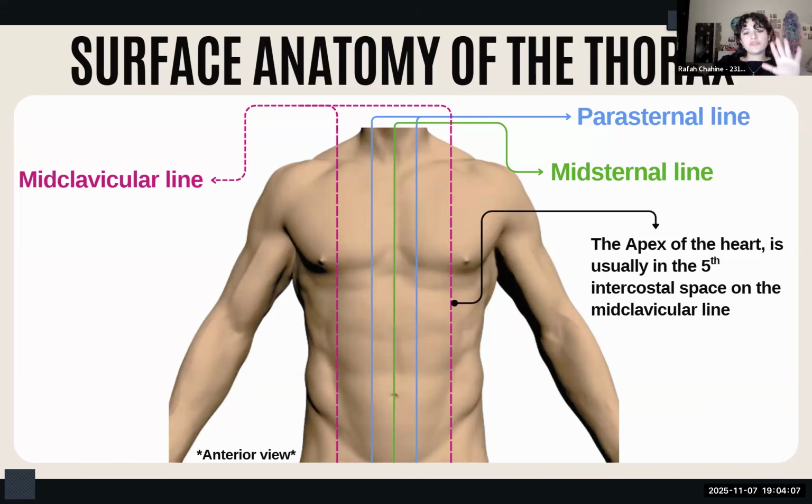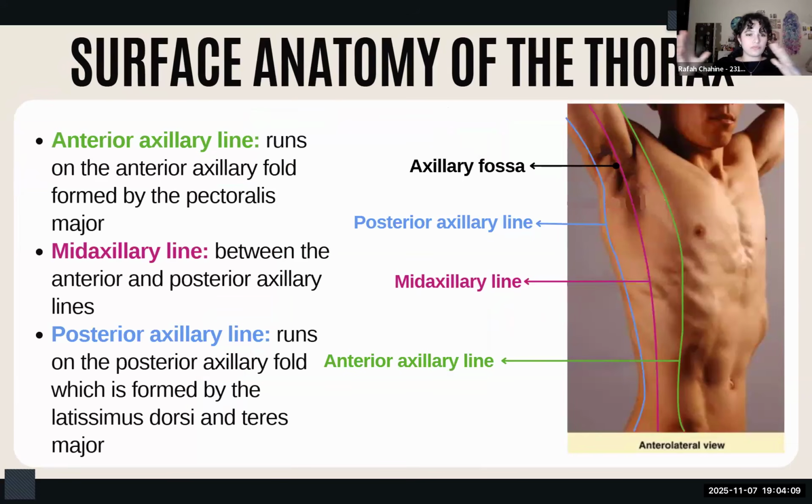Okay, now we're going to move on to the anterolateral view. Anteriorly, but now we're looking at the side, okay? What do we have on the side? We can see the armpit. In medicine, this is called the axilla, okay?